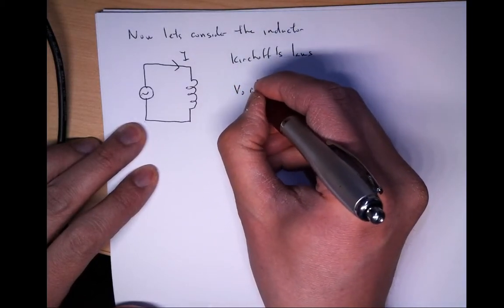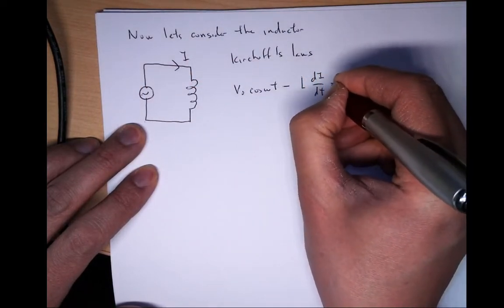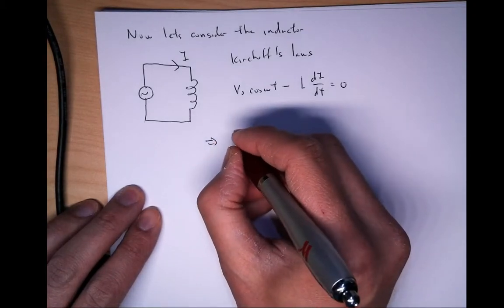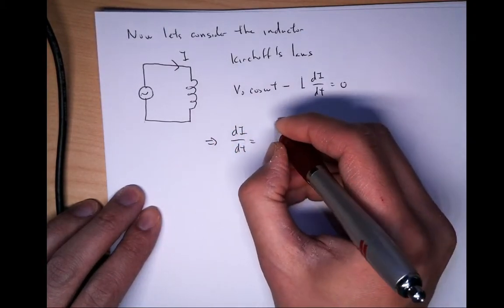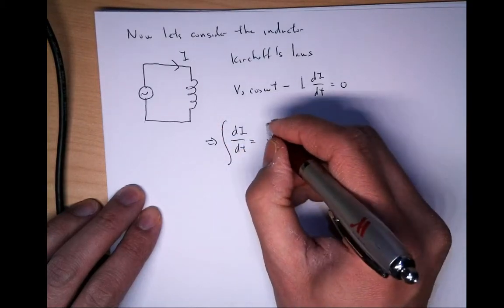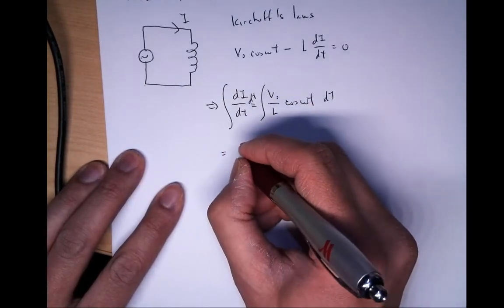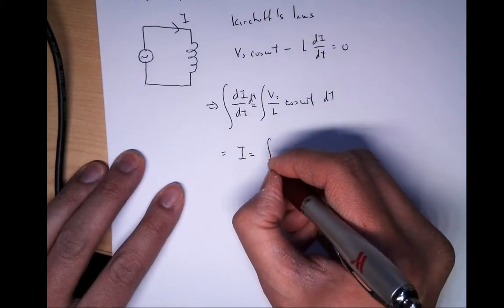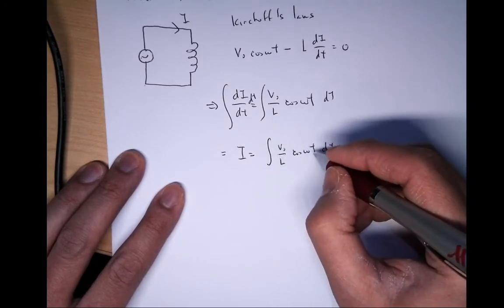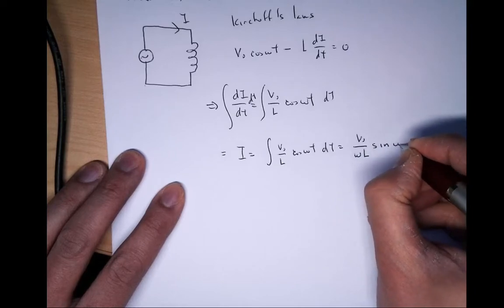So basically this is starting here, going across this one. This is V0 cosine omega t minus, now going across this one, L di dt equals 0, right? So if you compute this out, di dt is equal to V0 over L cosine omega t. And in order to find I, we have to integrate this with respect to dt. So I is equal to the integral of V0 over L cosine omega t dt. And this is just going to be a sine, but with 1 over omega here. So it can be V0 over omega L sine omega t.